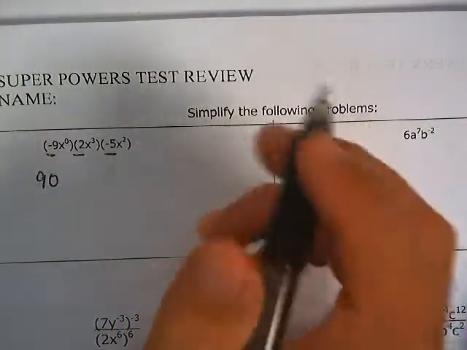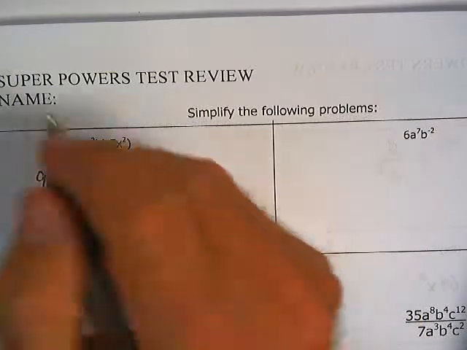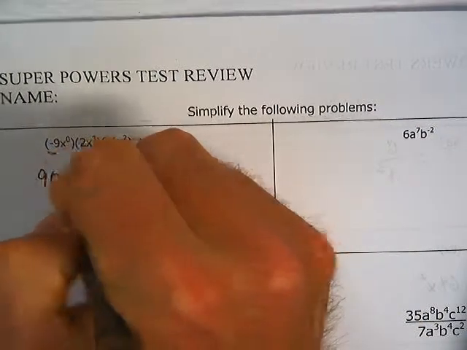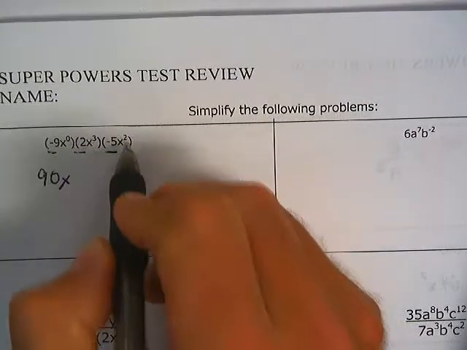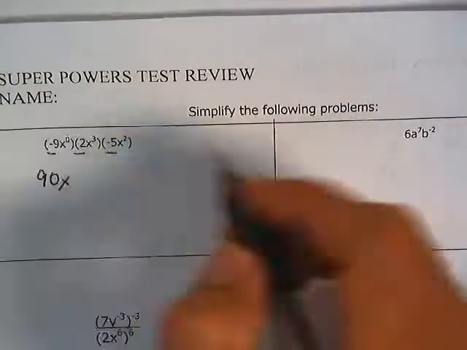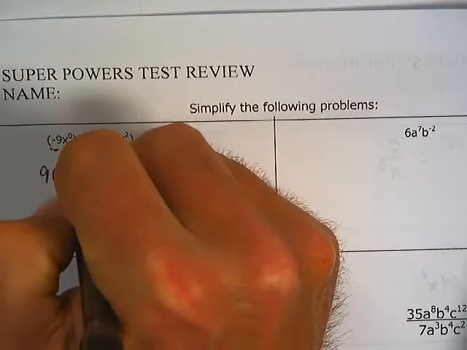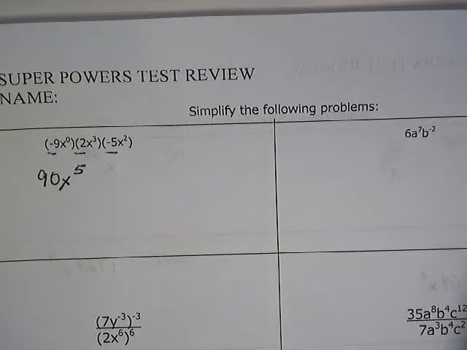Now let's just add the exponents. The like base is x. 0 plus 3 plus 2. 3 plus 2 is 5. So we have 90x to the 5th.